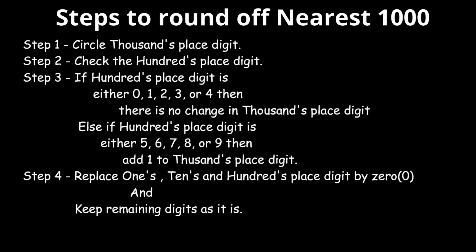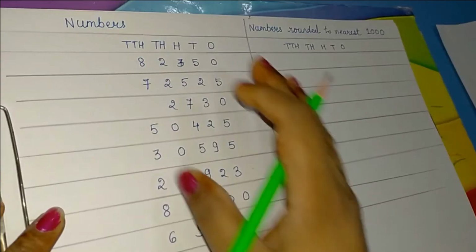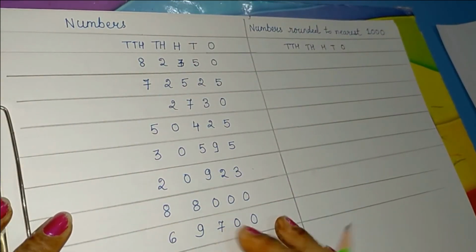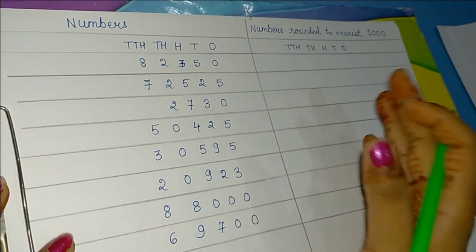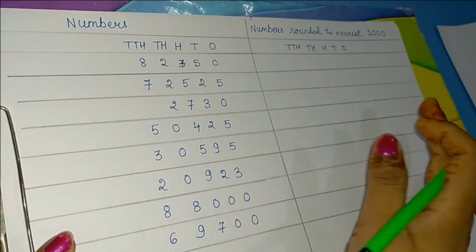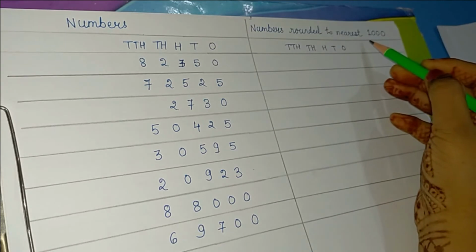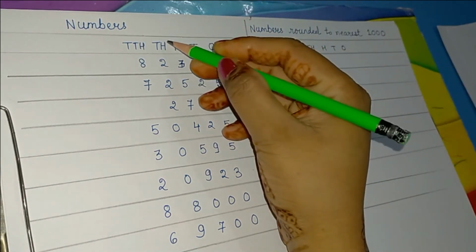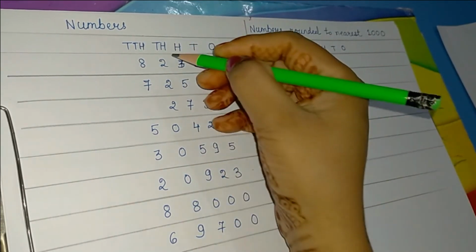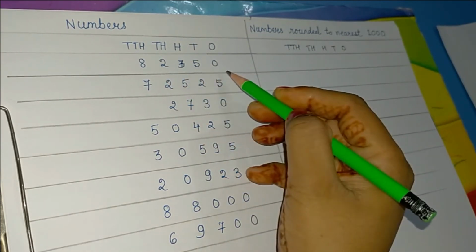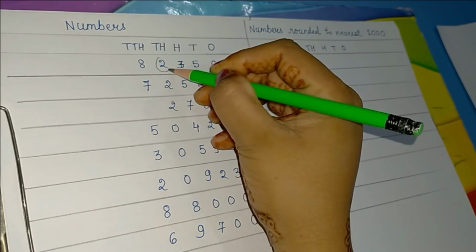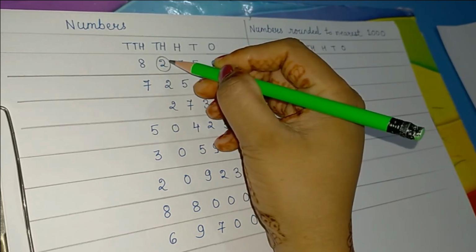Let's round off some numbers to the nearest 1000. Here are the numbers which we are going to round off to the nearest 1000. So, we will follow almost the same method as we did for the nearest 10 and 100. So, first of all, what we need to do? We need to round off the 1000 place value. So, here in our first case, the first number is 82,350 and 2 is present at the 1000 place. So, we are going to circle this 2.